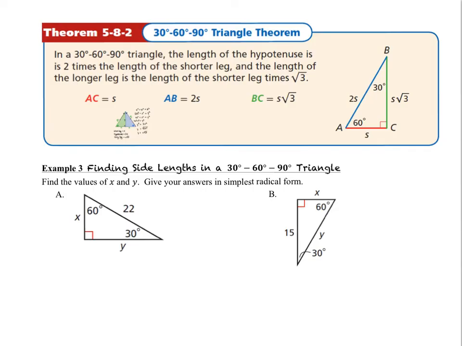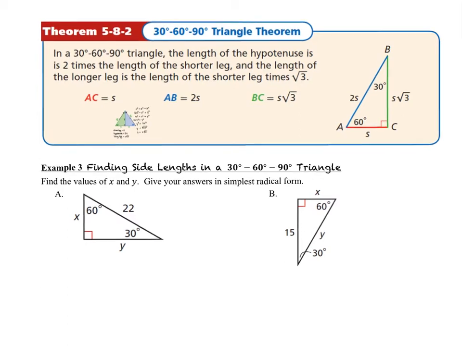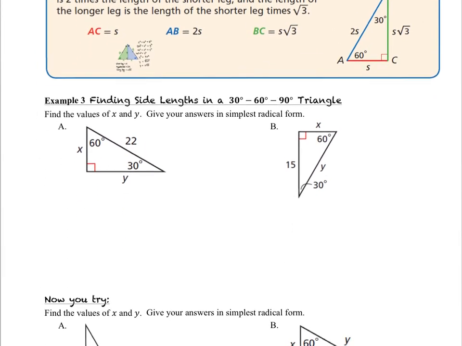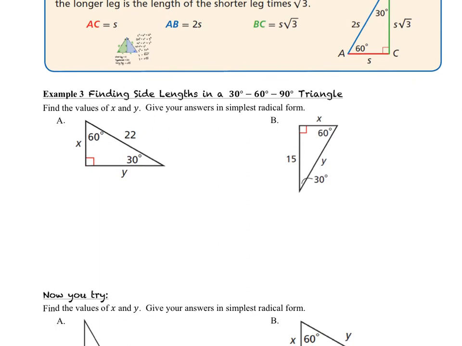Our theorem says in a 30 degree, 60 degree, 90 degree triangle, the length of the hypotenuse is 2 times the length of the shorter leg, and the length of the longer leg is the length of the shorter leg times square root of 3. This is what we've just demonstrated by cutting our equilateral triangle in half. Let's take a look now at example 3, and we're going to use our 30, 60, 90 degree theorem to solve for the missing values of x and y.